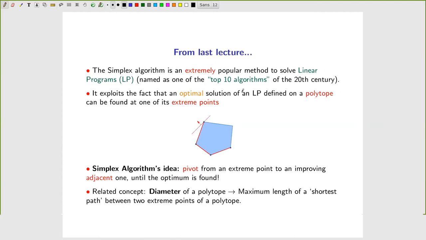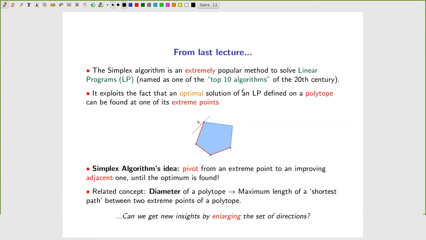And we discussed yesterday that a major open question in discrete mathematics and theoretical computer science is whether there exists a way to pivot that actually guarantees only a polynomial number of steps to reach an optimal solution. So diameter is then a related concept. What is the maximum length of a shortest path between two extreme points of a polytope? Because of course you need that to be polynomial in order to have a chance for the simplex algorithm to be polynomial.